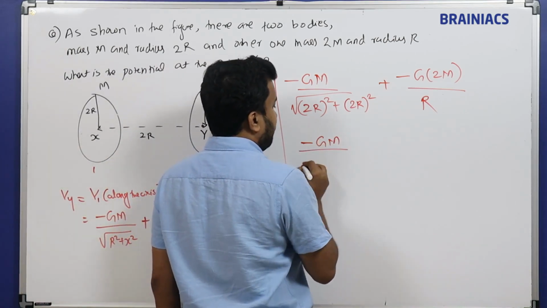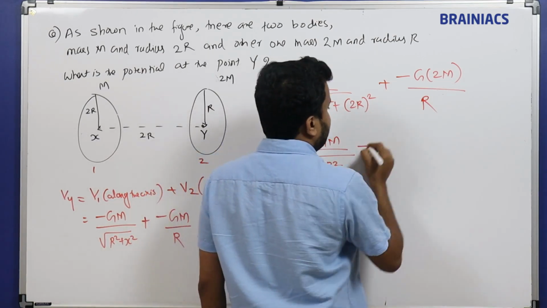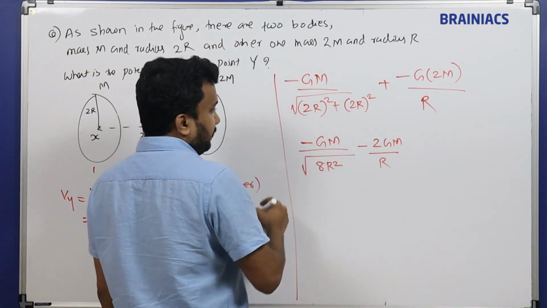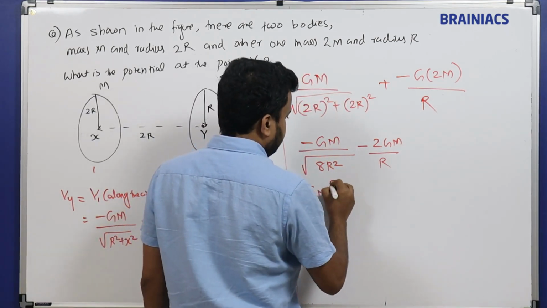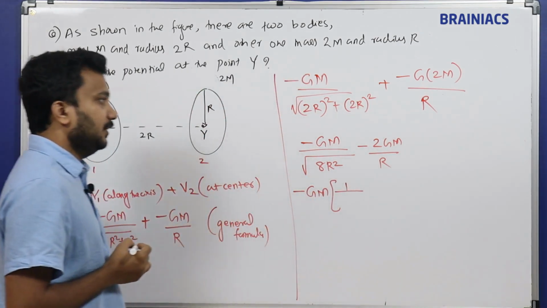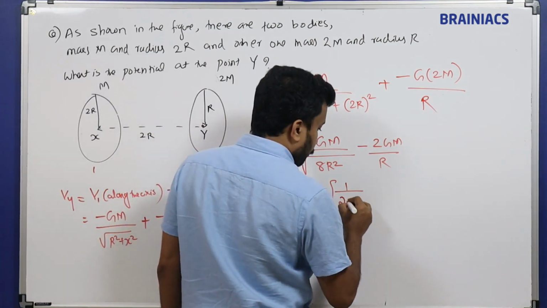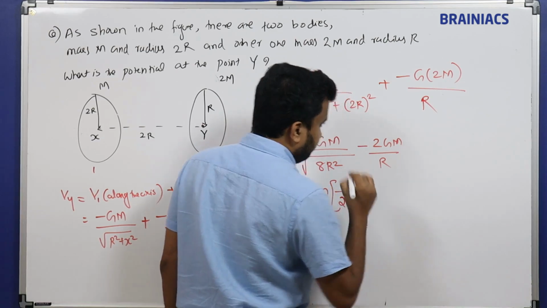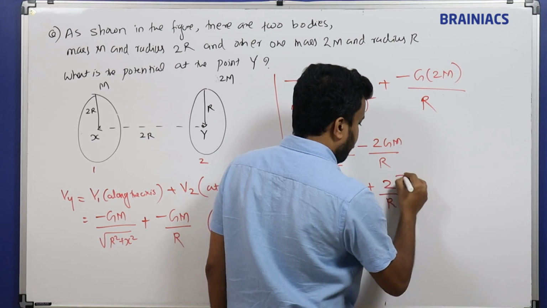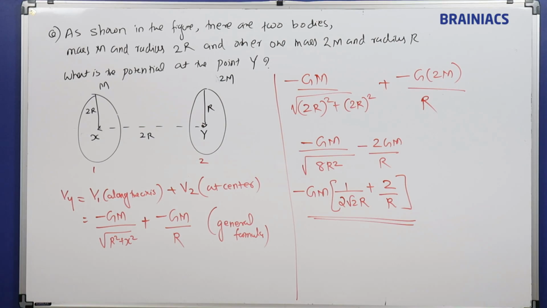Minus GM divided by root of 4r square plus 4r square, which means 8r square, minus 2GM divided by r. If I take minus GM outside, how much will come? 1 divided by 2 root 2 r plus 2 by r. You can further simplify, or else you can stop here if you would like.